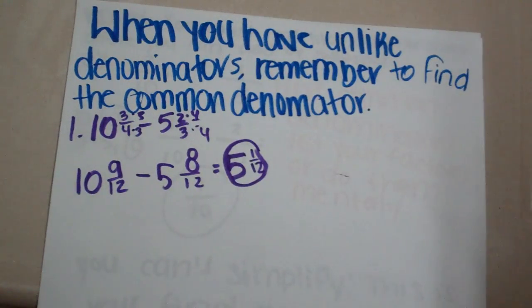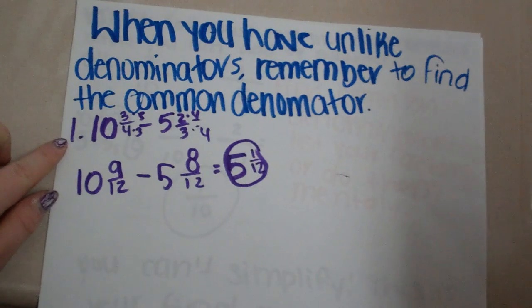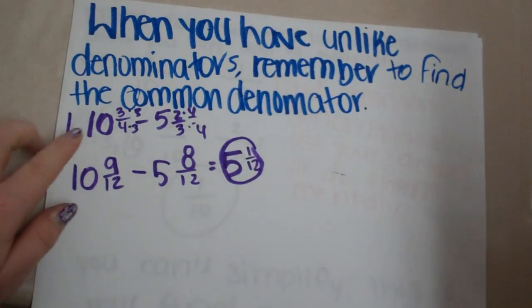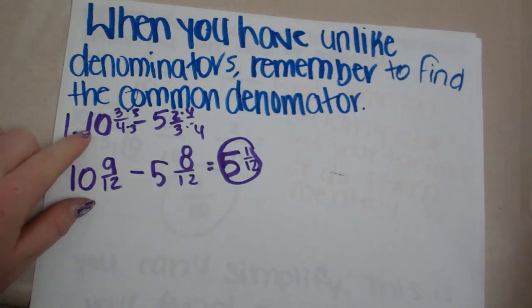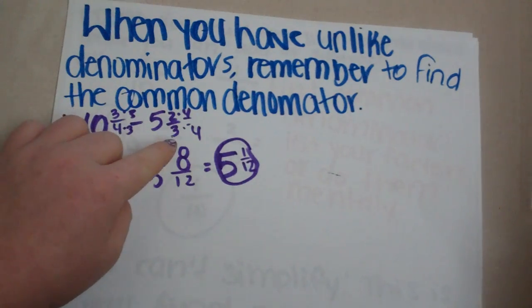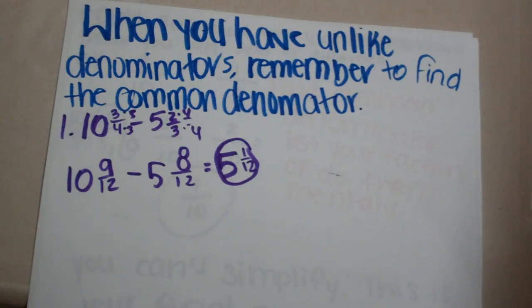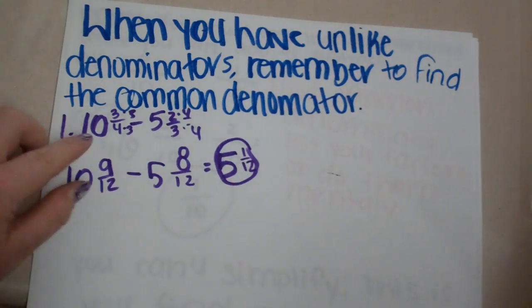When you have unlike denominators, remember to find the common denominator. Number 1 here, it says 10 and 3/4 minus 5 and 2/3. Well, you can't do that because the denominators are not the same. So you would have to find your common denominator, and your common denominator is going to be 12.